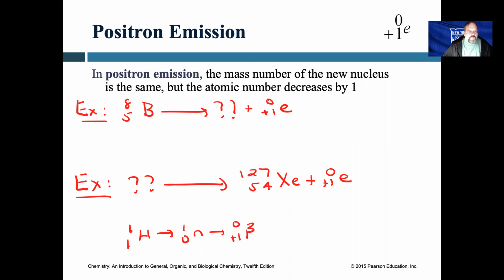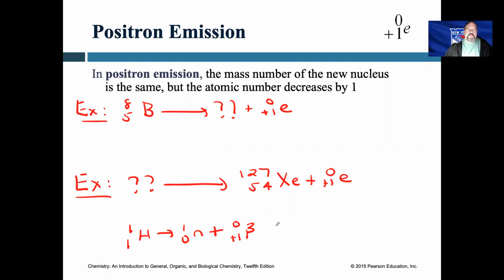And let's fix one more aspect of this. There should not be 2 arrows there. That should be a plus sign. So let's get that out. Okay. So in positron emission, a proton is changed into a neutron.